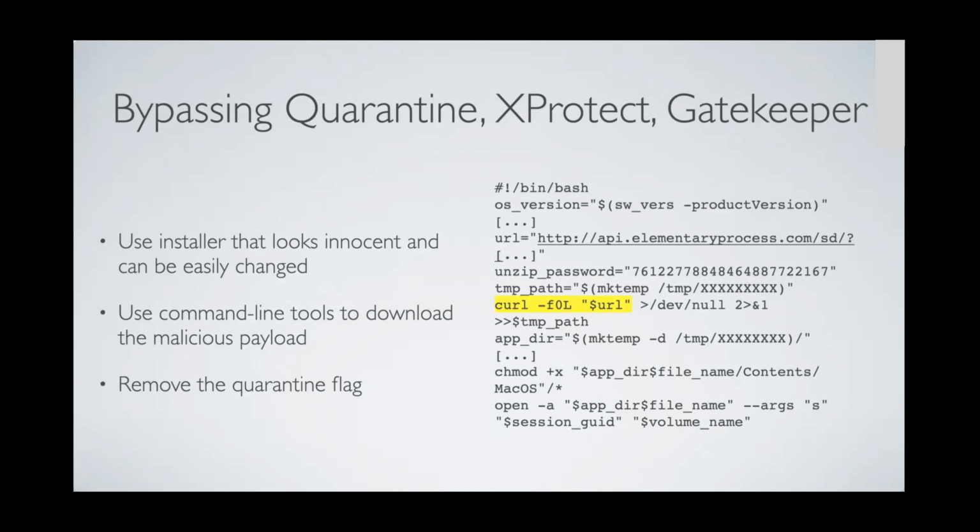One is they can use an installer that looks very innocent and can be easily changed. That way, if Apple catches on and does something to block that installer, they just change it a little bit. It's what we call polymorphic malware, where it is changing frequently.